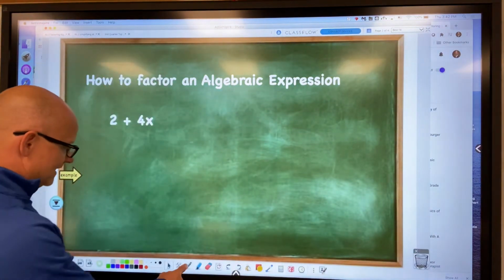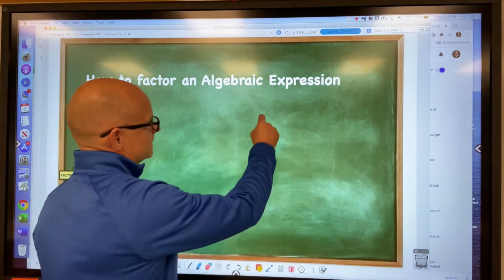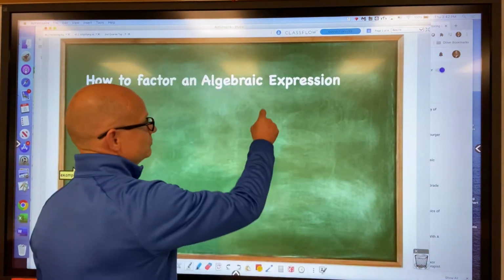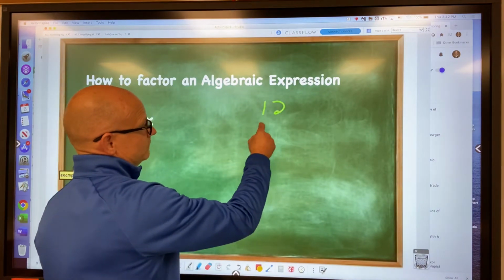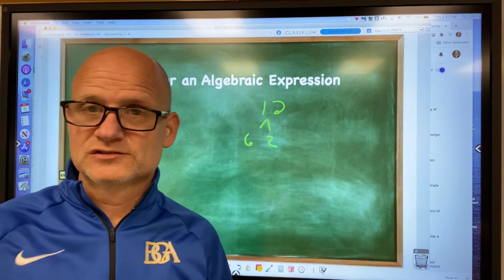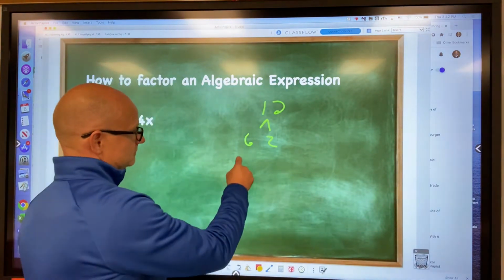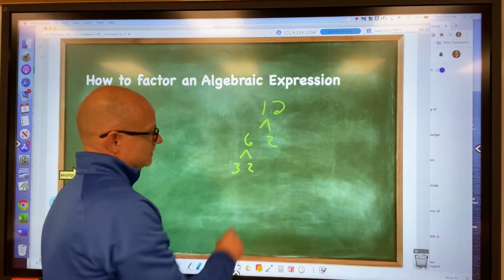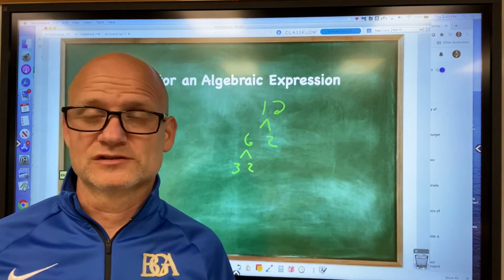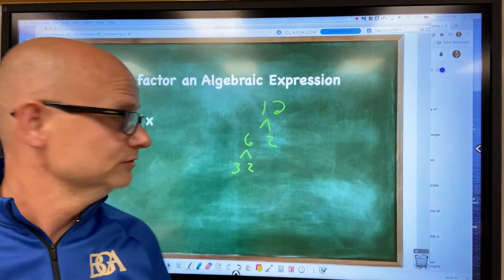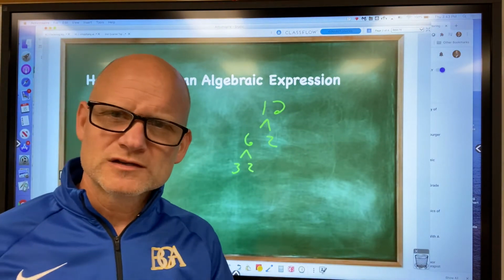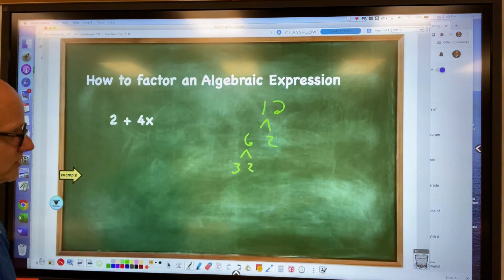So you know factoring, like, factors are numbers that you multiply to get a product. For example, 12, the factors of 12 are 6 and 2. You can factor 6 and 2 out of 12. You can even factor 3 and 2 from 6. So the prime factorization of 12 is 3 times 2 times 2. Factoring. So we've done this before. So we're going to factor algebraic expressions.